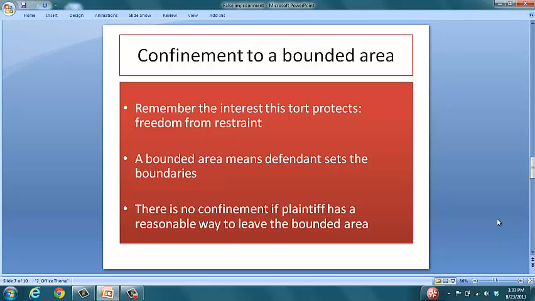One thing to keep in mind about this element is that it requires total restraint to the bounded area. So if defendant blocks plaintiff's passage in one direction only, and plaintiff can go another way, then it is not a bounded area. Similarly, if defendant shuts plaintiff in a room, and there is a reasonable exit available, then it is not a bounded area.